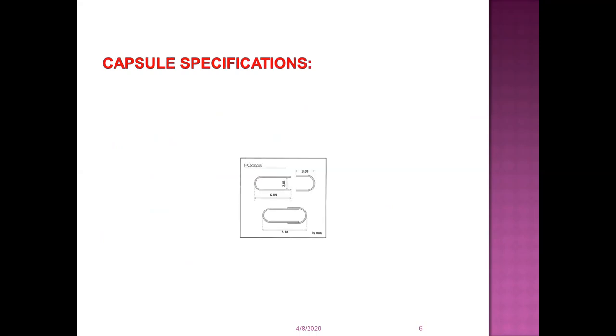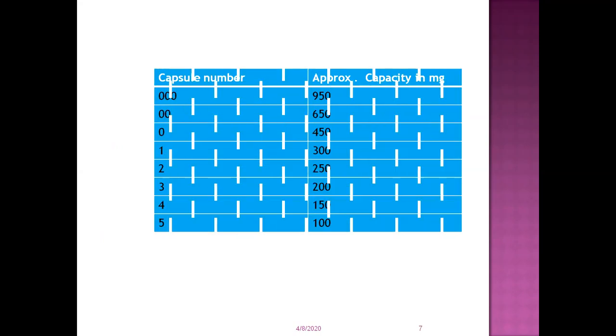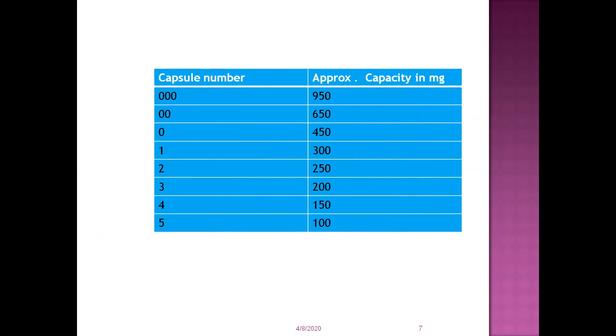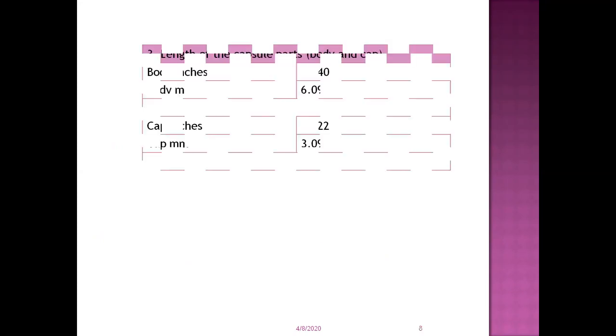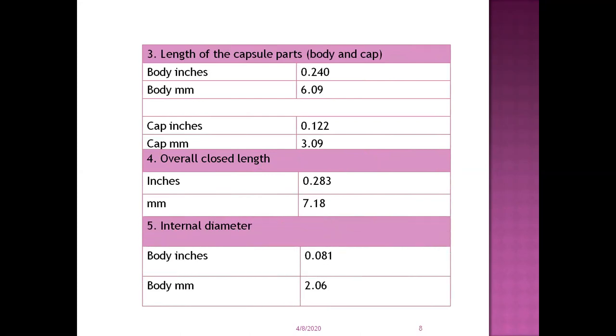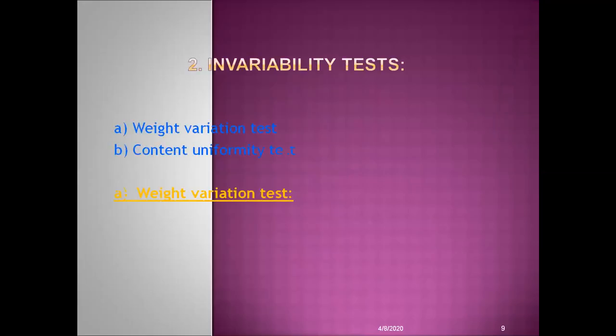So this is a small capsule specification, the dimensions and all. Capsule number: what is the capacity of the capsule? Sizes 000, 00, 0, 1, 2, 3, 4, 5. The length of the capsule parts, body and cap: what should be the length of the capsule? A capsule should contain both the body and the cap, with dimensions in mm.